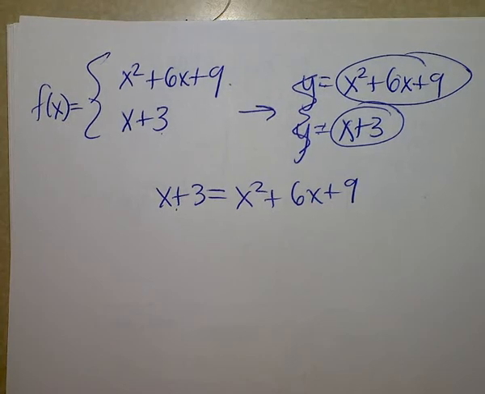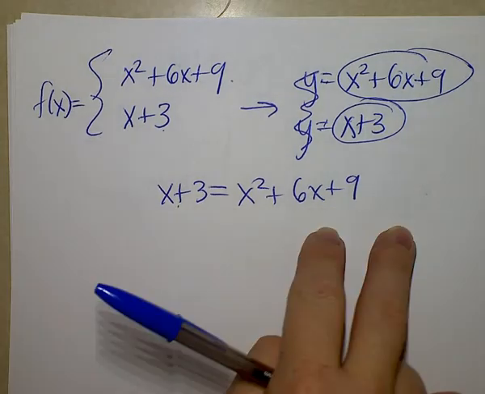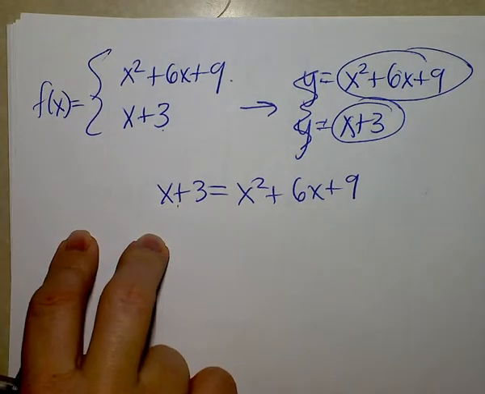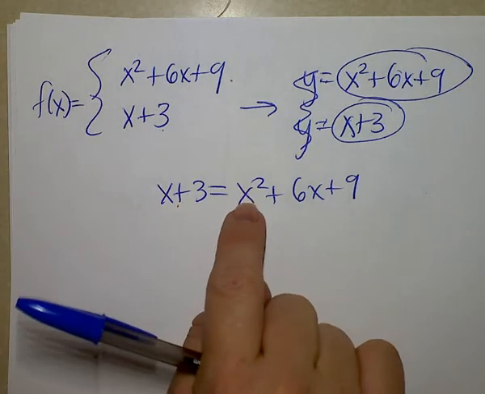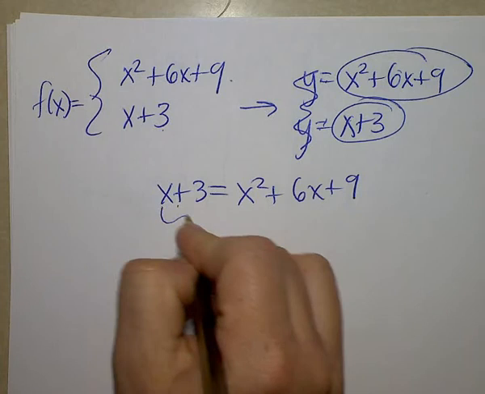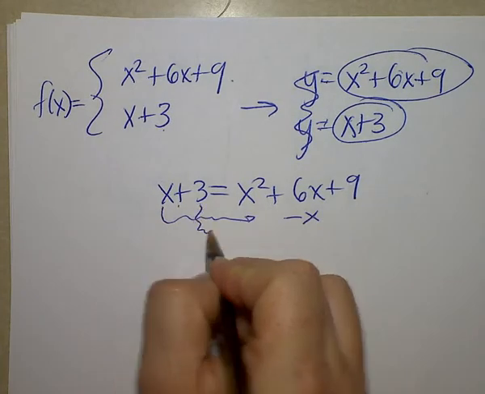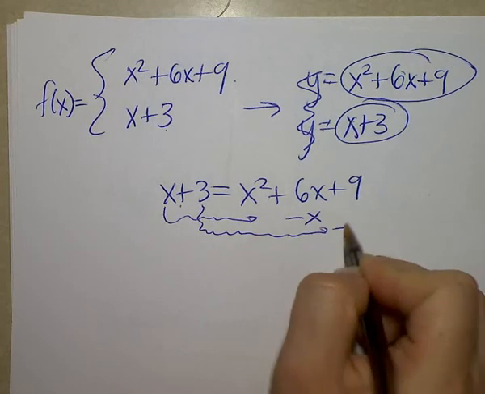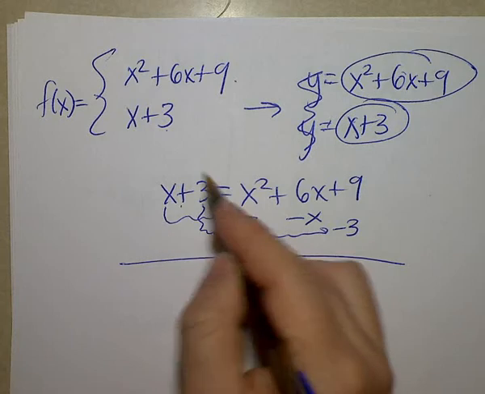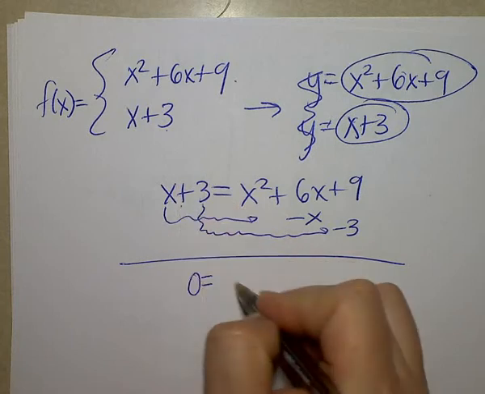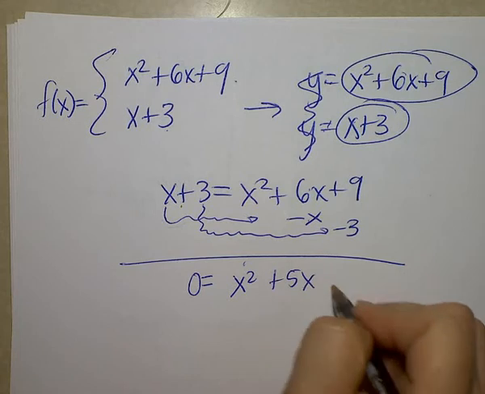And now we have a choice. Victor, you paying attention? We can move everything to the left or we can move everything to the right. Your choice. I will always advise you to make life easier by trying to keep the x squared positive. When this crosses over the equal sign, it becomes a negative x. And when this crosses over, it becomes a negative 3. It switches signs as it crosses over. We have nothing left over here now, so 0 equals x squared plus 5x plus 6.